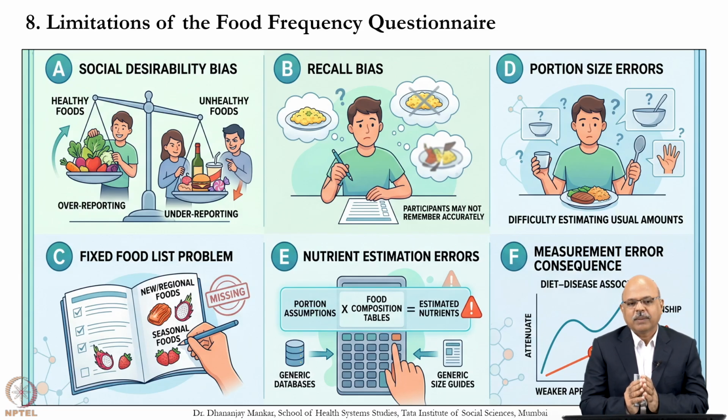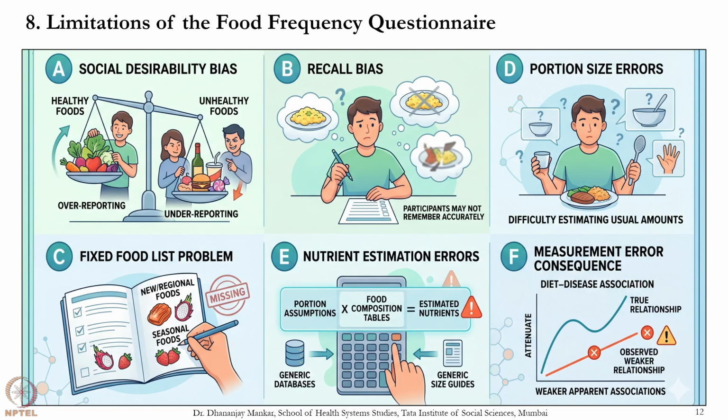Nutrient estimation, like proportion assumption, food consumption tables and estimated nutrition. There might be generic databases or generic data sizes. There can be some sort of errors, or sometimes it may be missed in terms of the calculation. Measurement error consequence, what is it?